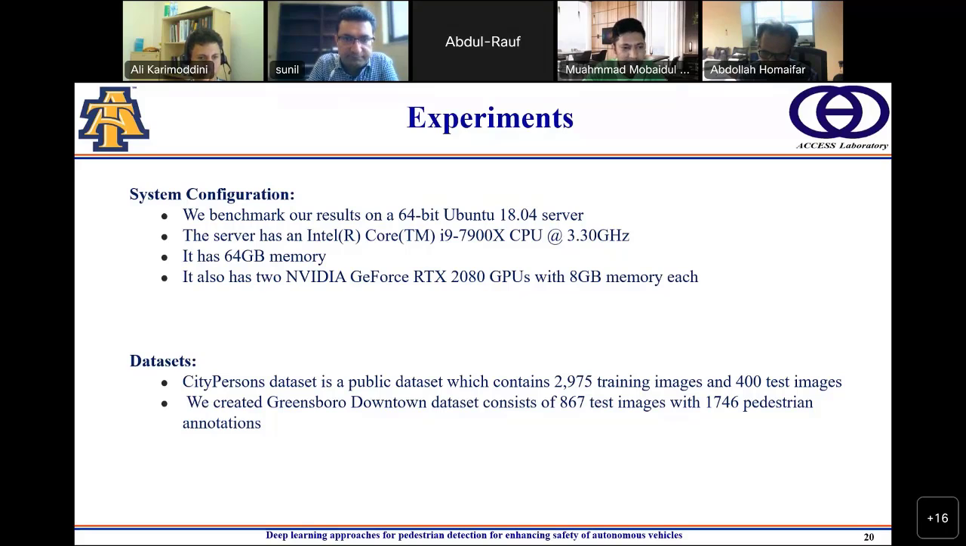But if we train a model on a data set similar to the Greensboro area and try to use this model to detect something in New York, it might not work, because that scenario is totally different and more complex. So this is the way things work.